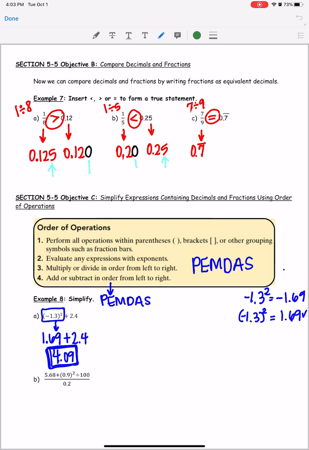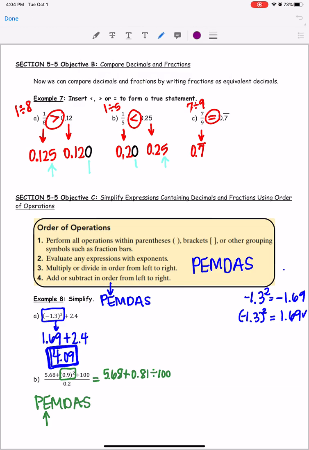Okay, B, use your order of operations. So we've got Please Excuse My Dear Aunt Sally. First thing we need to do, we have no parentheses again, so we're going to start right here with those exponents. So put this in your calculator. Now parentheses aren't as important on this one because it's not negative, but it's not a bad habit just to always do that. So I'm going to get 5.68 plus 0.9 squared is a 0.81, and then divide by 100.